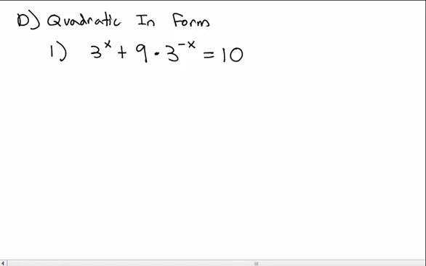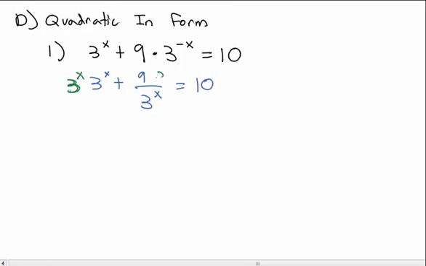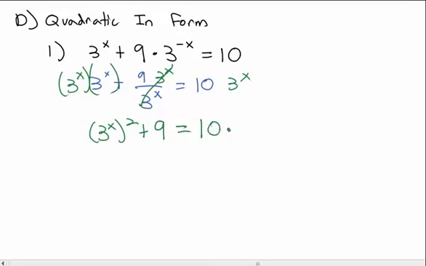But what's interesting here is that 3 to the negative x can become a small fraction. 9 over 3 to the x equals 10. And then we know we can clear a fraction in an equation by multiplying by that common denominator. So what we're going to do is multiply each term by 3 to the x. And when we do, you notice that 3 to the x is there twice, so we have 3 to the x squared. Plus, we have a plus 9, equals 10 times 3 to the x.